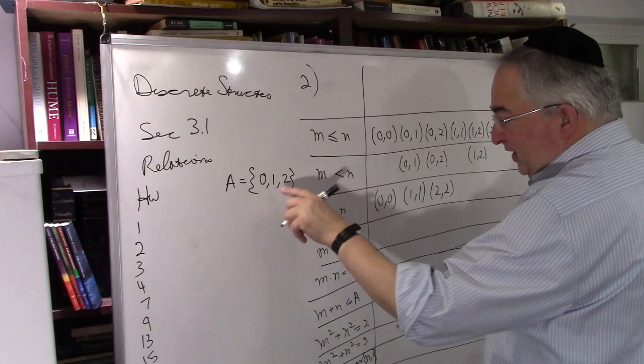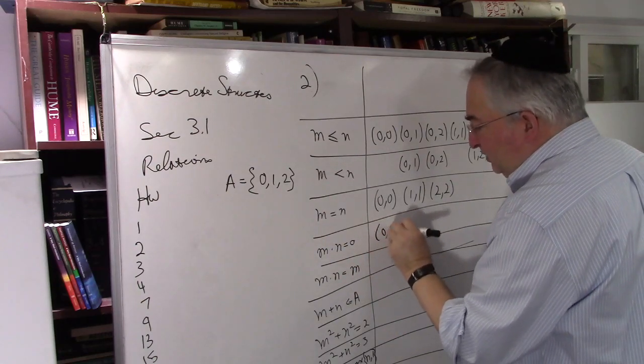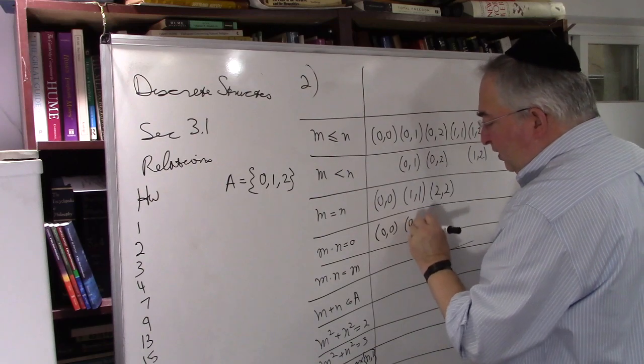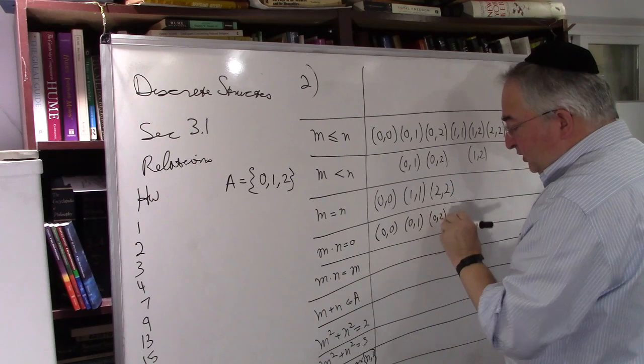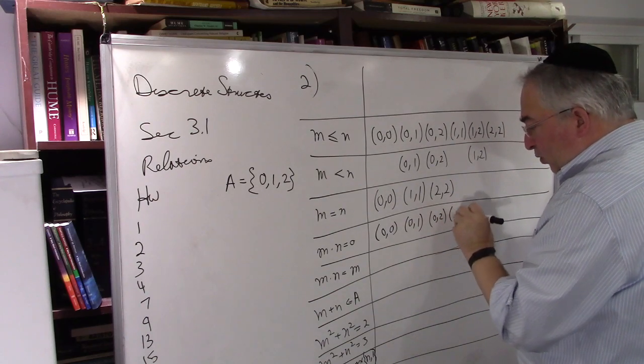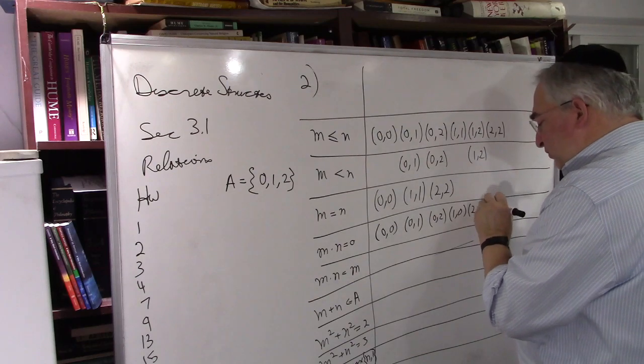M times n is equal to 0. The only way you're going to get 0 when you're multiplying is if there's a 0 in there. So it's basically 0, 0 is in there, 0, 1 is in there, 0, 2 is in there, and 1, 0 is in there, and 2, 0 is in there.